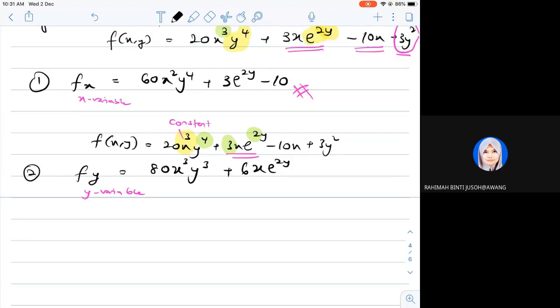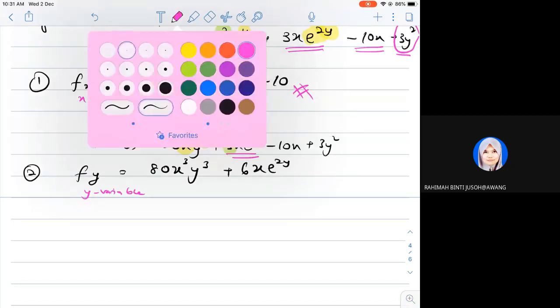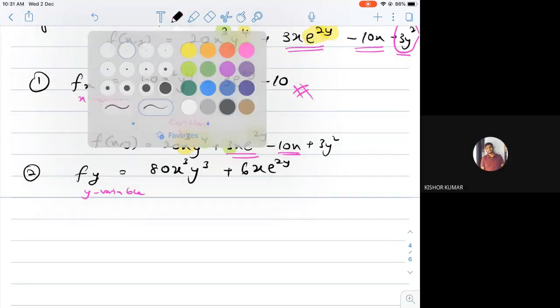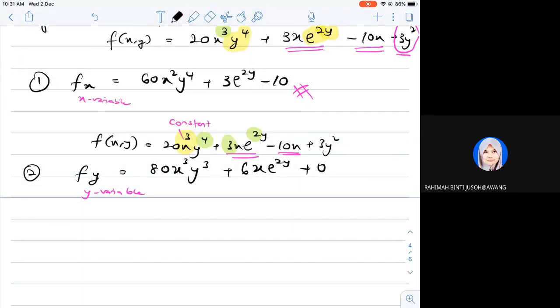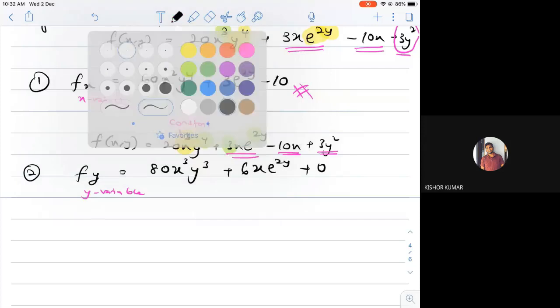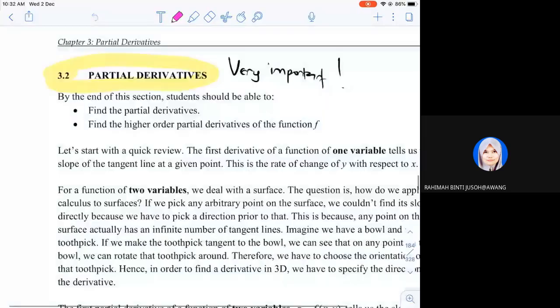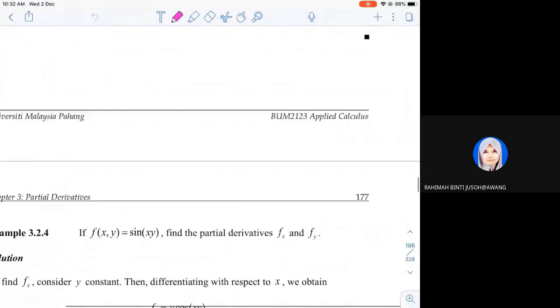Just maintain. Okay, so next, differentiate negative 10x with respect to y. We will get what? 0. Yes, we will get 0. So minus 0 plus 0. Okay, how about this? Differentiate 3y squared with respect to y. We will get? 6y. Yes, 6y. Okay, that's it. That's the process. Now let's take a look at the exercise of topic 3.2.